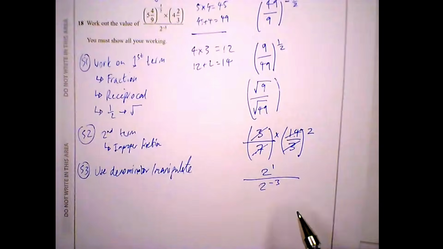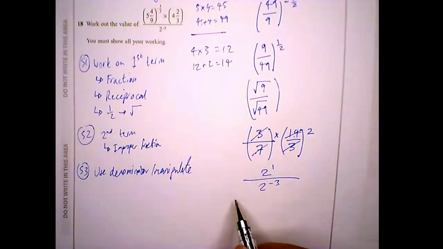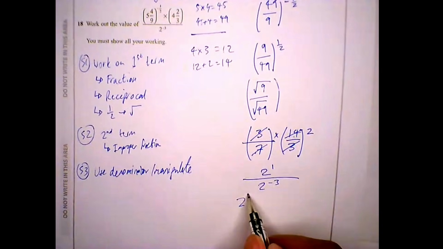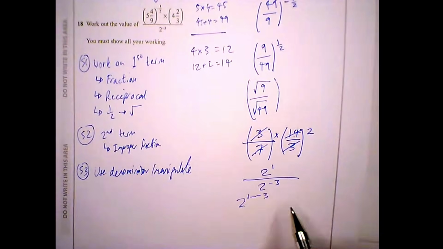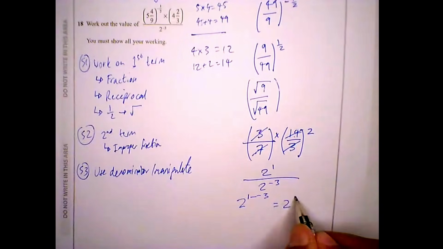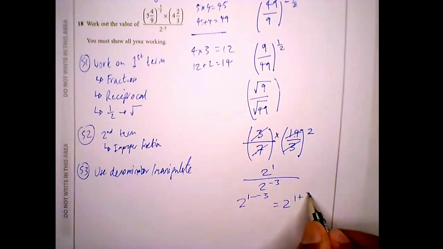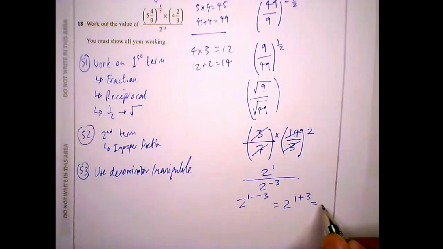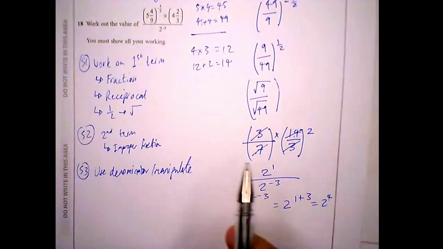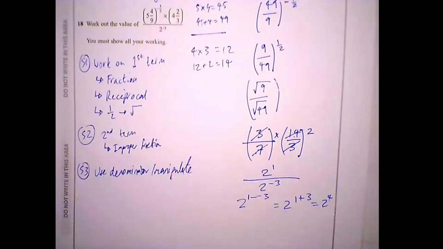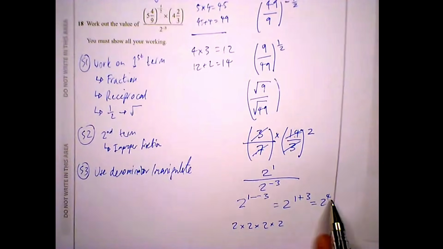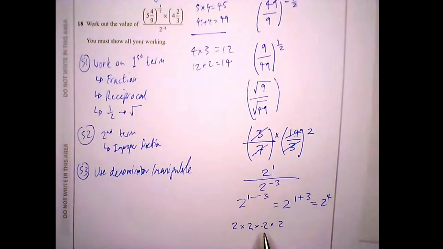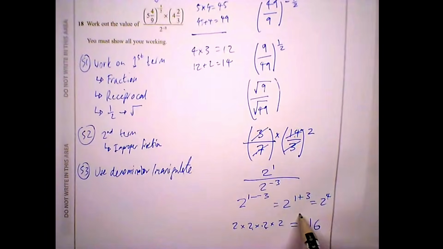And so remember, there's an invisible 1 here. So the base is 2. So I've got 2 to the power 1 dividing, so it's subtract minus 3. And so I can see here 2 to the power 1, a negative and a negative makes a plus 3. So that's 1 plus 3 is 4. So 2 to the power 4. Work out the value. So the value is going to be 2 times 2 times 2 times 2. 2 to the power 4: 1, 2, 3, 4. 2 times 2 is 4, times 2 is 8, times 2 is 16. My final answer is 16.